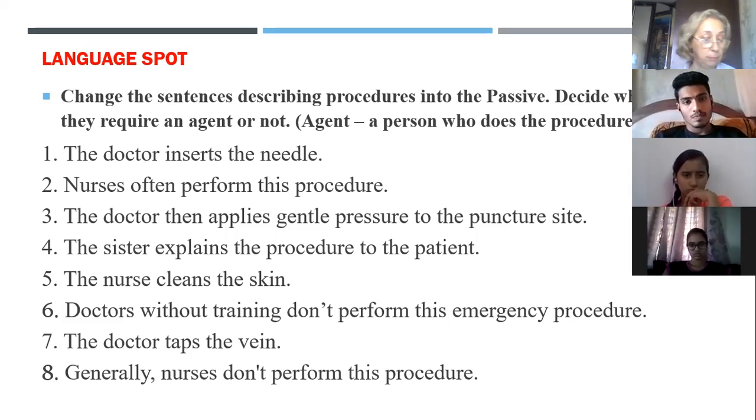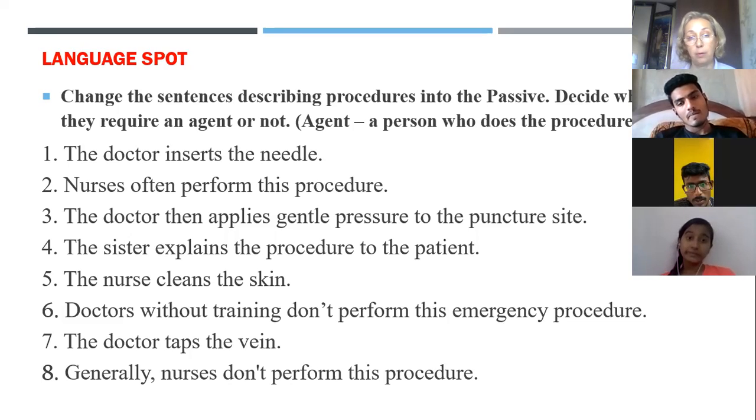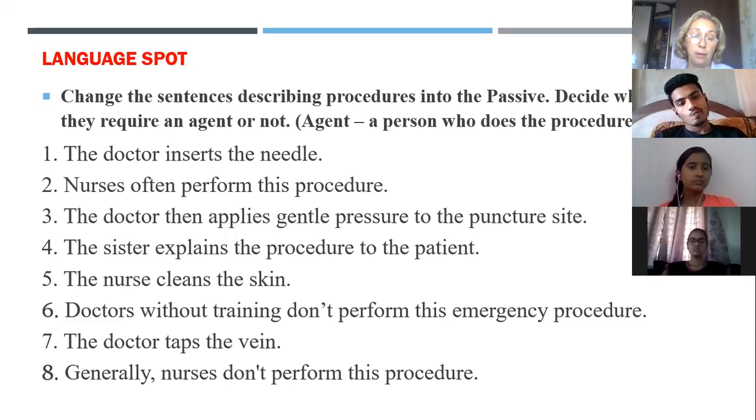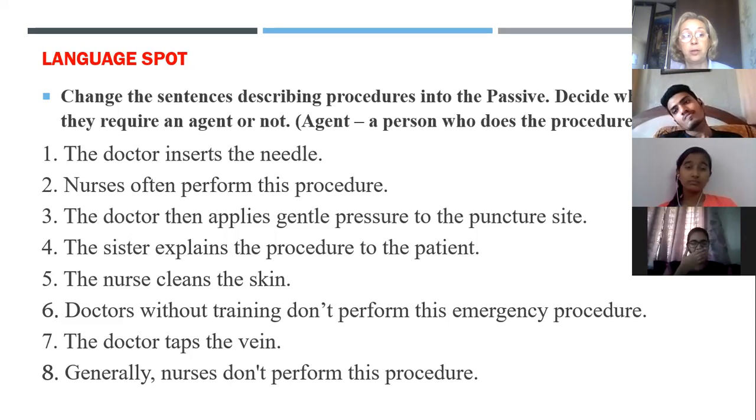Well, the next is for Bhuvanesh, number 5. The skin is cleaned by the nurse, ma'am. Does the sentence require the agent here? Or can we say just the skin is cleaned? Is it okay? Yes. So we do not necessarily need the agent here.